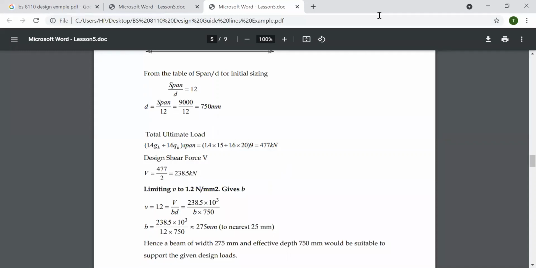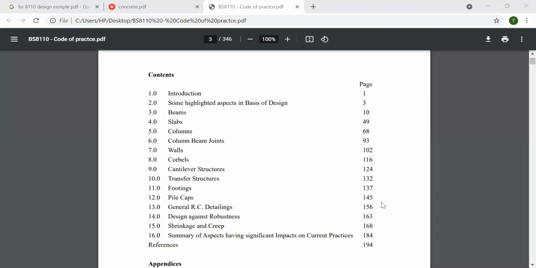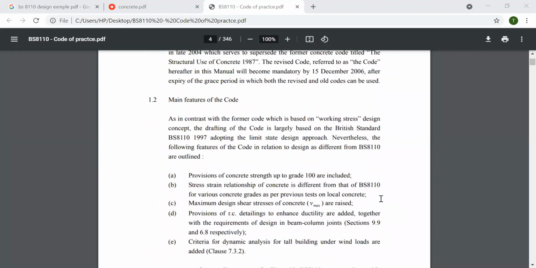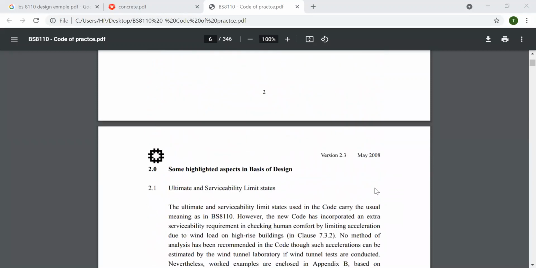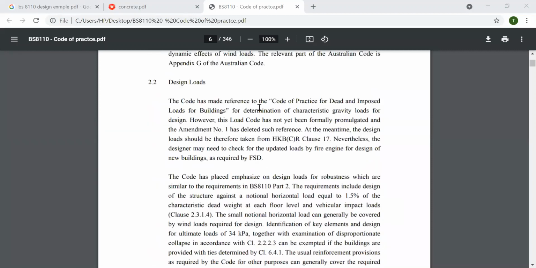Okay, so then, I think this document will also be shared with you. This document contains all the types of calculations which you need in your design example, right? Beams, slabs, columns with the joints, walls, corbels, cantilever structures, transverse structures, footings, pile caps, etc. But anyway, you need to pay attention to the basic elements of the design. So I will leave most of the things for you to read and understand.